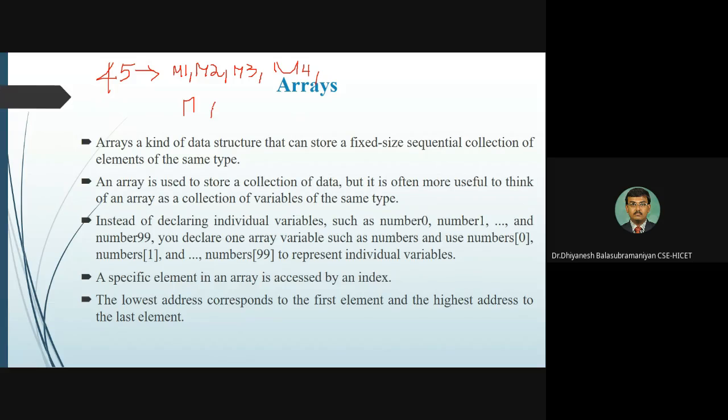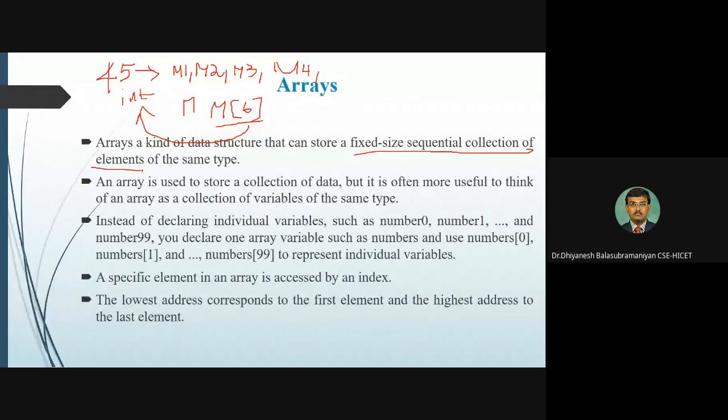So marks m of 6. All these m of 6 are associated with a common data type, integer or character or float or double or long. Like that, it is associated with the same data type. This is the main advantage of array. And the next one is everything is a fixed size sequential collection of elements. Fixed size sequential collection of elements. This is the next important point.